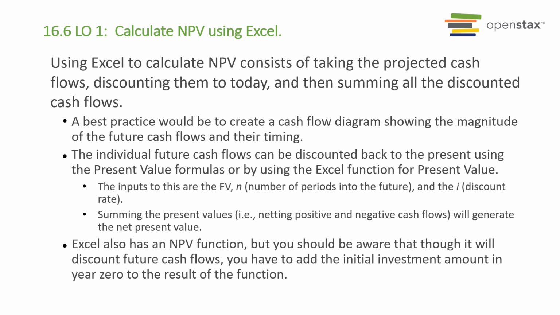Using Excel to calculate NPV consists of taking the project's projected cash flows, discounting them to today, and then summing all discounted cash flows. A best practice would be to create a cash flow diagram showing the magnitude of the future cash flows and their timing. There are two ways to approach this. Discount individual future cash flows using the Excel present value function for each cash flow, or use the Excel NPV function, which is equal NPV, the rate, value 1, 2, 3, etc. The inputs to this are the rate or discount rate and the range of future cash flows. Be aware that one has to add the initial investment amount in year 0 to the result of the function. It is not included in the function itself.